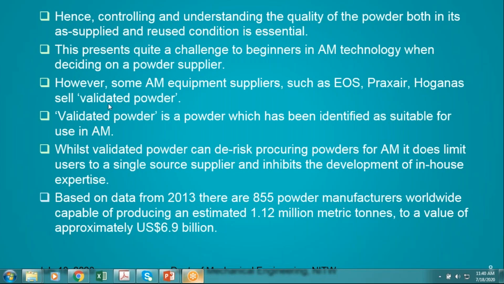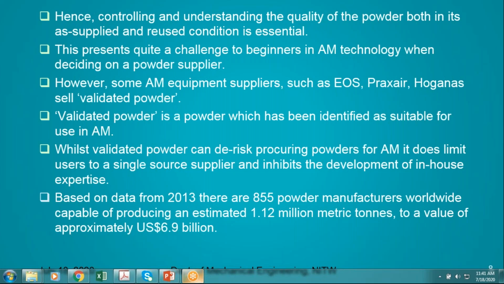And you can see that controlling and understanding the quality of the powders, both in its as-supplied as well as reused condition, is very much essential. We cannot buy new powder all the time. If we cannot go for reused powder, what will happen? The production cost of the part is going to increase. So we have to control and understand the quality of the powder we are using, both the supplied powder and the reused powder, which is essential for powder production in additive manufacturing.